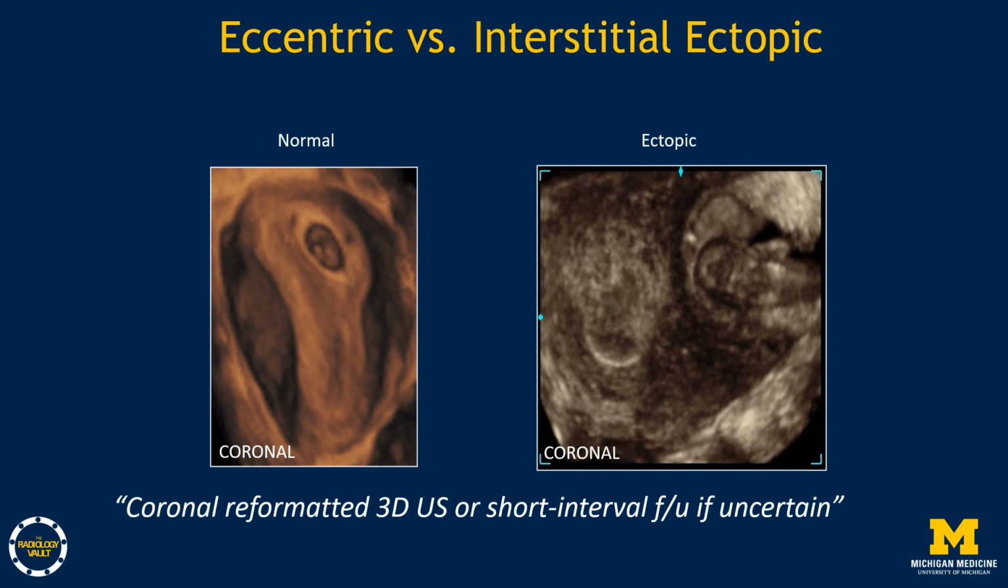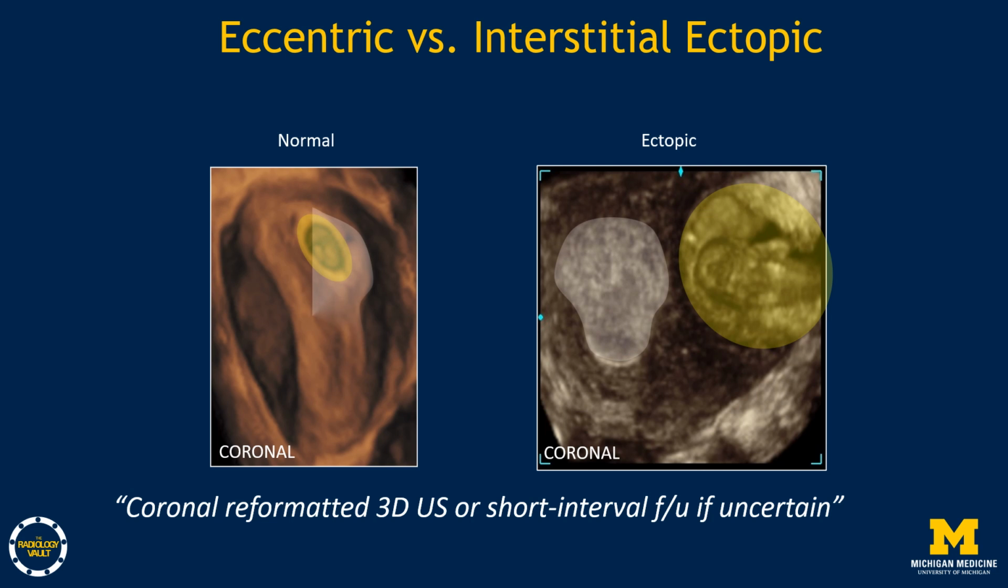What about distinguishing an eccentric pregnancy from an interstitial ectopic pregnancy? So in the normal sepia tone image here from a 3D reformatted coronal image, we can see that the gestational sac is slightly off to the patient's left. But that's in contrast to this ectopic pregnancy, where the gestational sac is well off to the patient's left and actually no longer communicating with the echogenic endometrium.